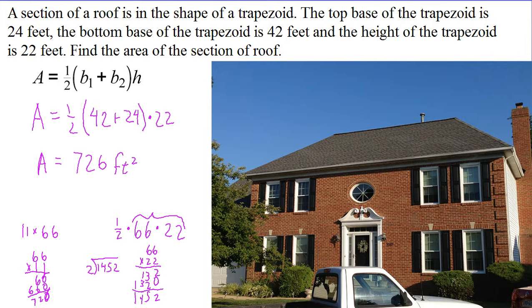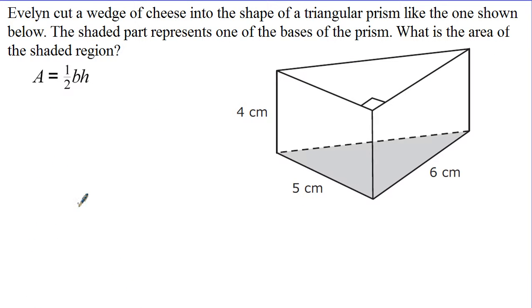Here's a problem that I took straight from a STAR test. Evelyn cut a wedge of cheese into the shape of a triangular prism like the one shown below. The shaded part represents one of the bases of the prism. What's the area of the shaded region? So I need to have the correct formula. It's a triangle, so I'm going to put the triangle's area formula.